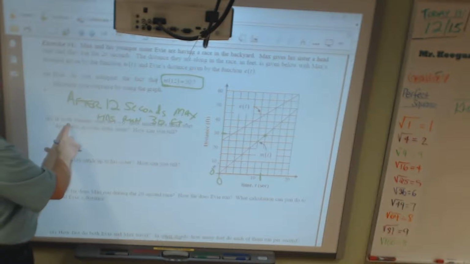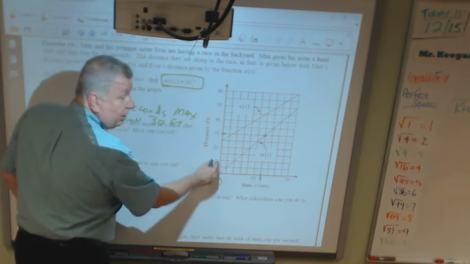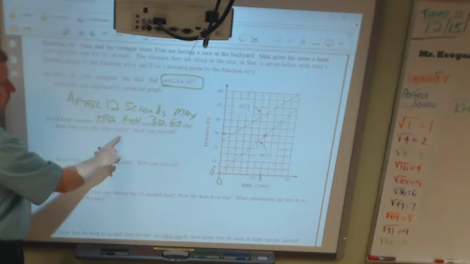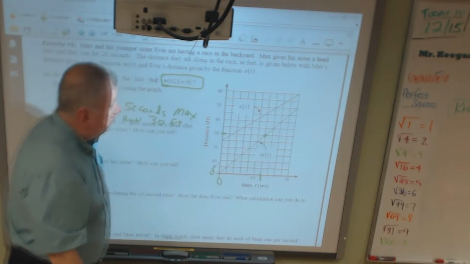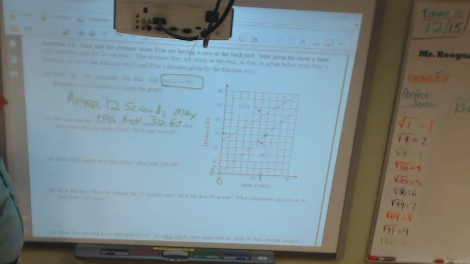It says if both runners start at where the time is equal to 0, which is right here, how much of a head start does Max give his little sister? And how can you tell? So this is his sister and this is him. How much of a head start did he give her? He gave her an 8-second head start?